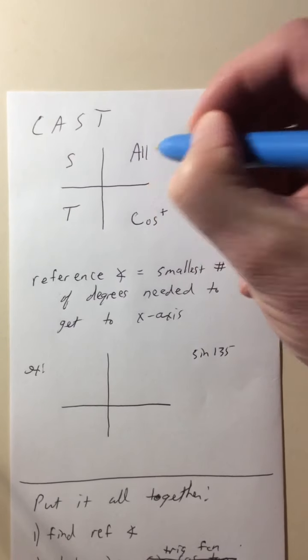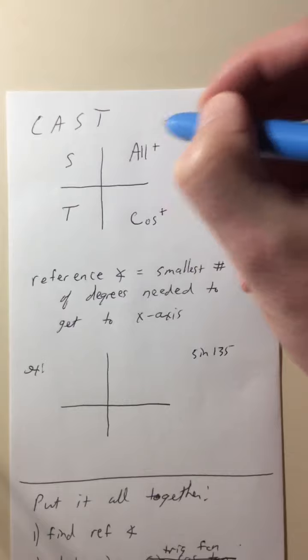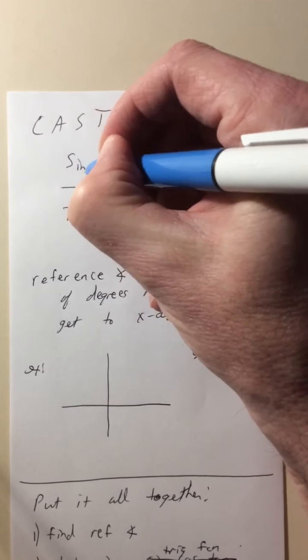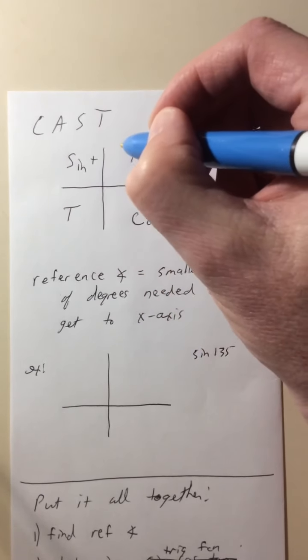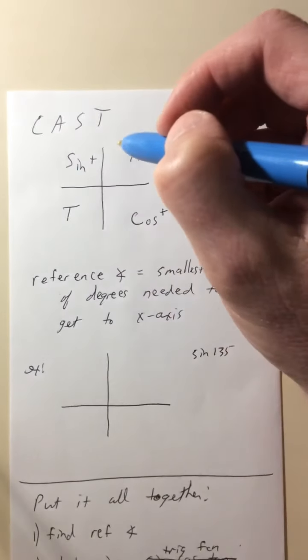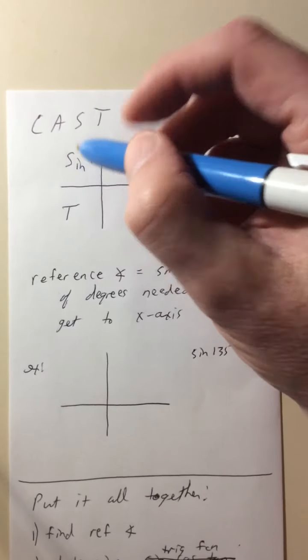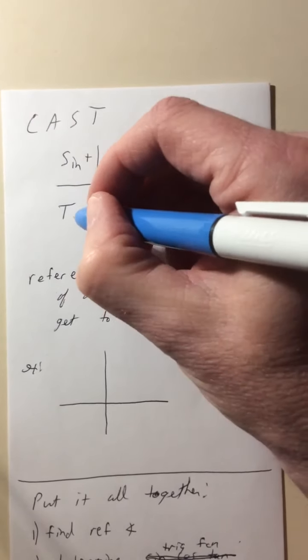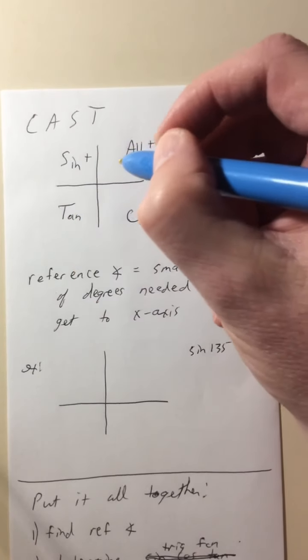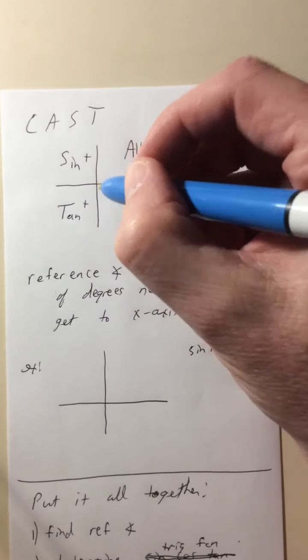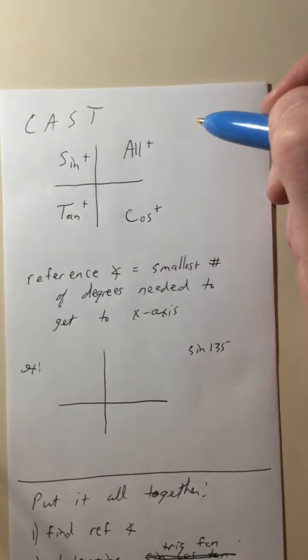A stands for all, everybody's positive. S stands for sine, only the sine and the cosecant are positive here. Everyone else is negative in quadrant 2. In quadrant 3, only the tangent and the cotangent are positive. Everyone else is negative in quadrant 3.